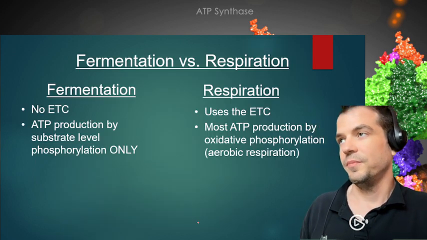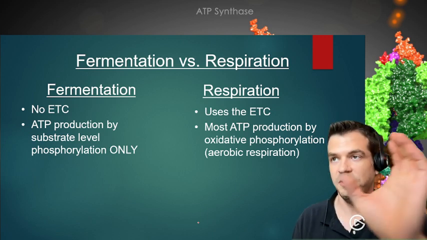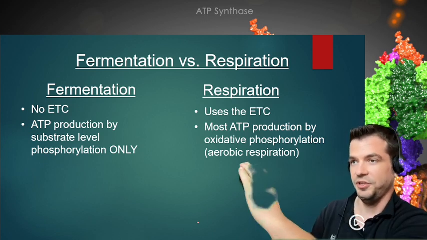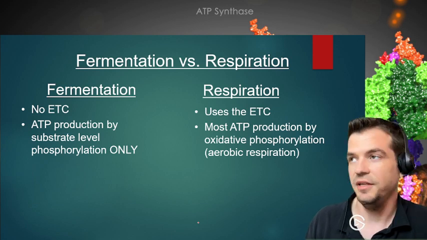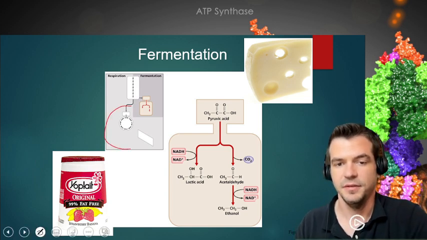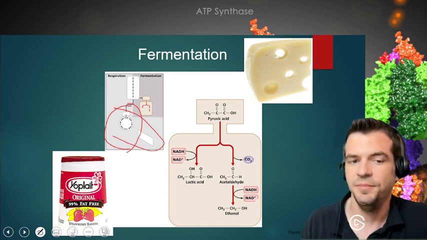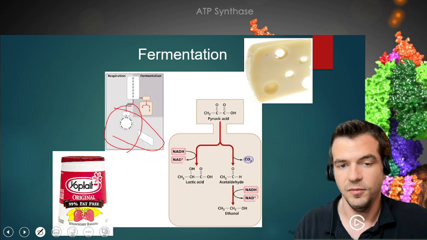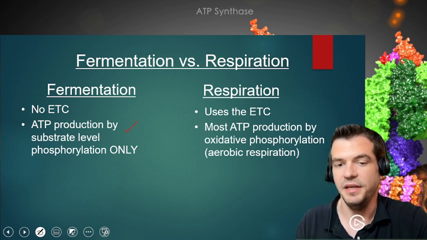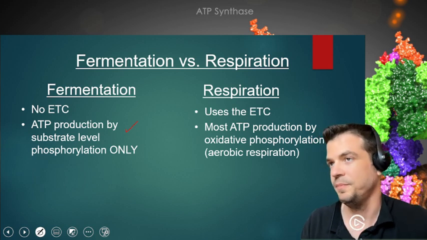All right, so fermentation versus respiration. When I say respiration, we mean anaerobic and aerobic. When we say fermentation, we mean just fermentation, so no electron transport chain. We can see that right here. We don't go into the Krebs cycle or the electron transport chain, and we're all the way over here. So no electron transport chain, and we only get ATP through glycolysis or substrate level phosphorylation.